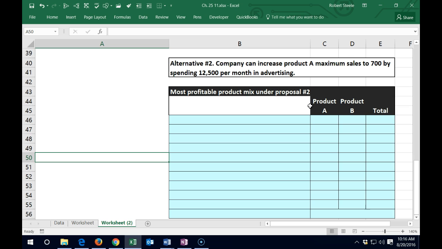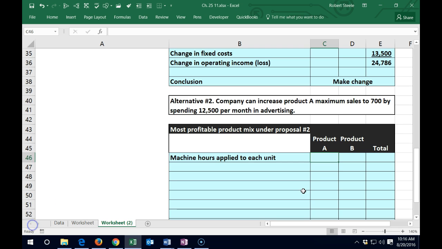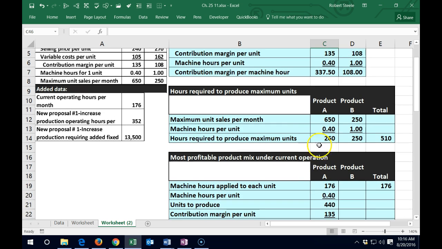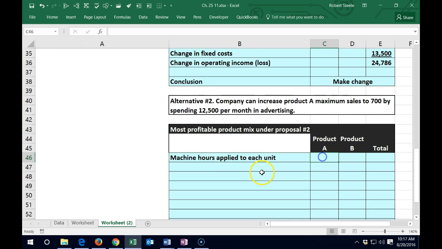So we're going to start off again with the hours required to produce the maximum units. So we're going to have to recalculate this because we did calculate the hours required to produce the prior maximum units, which was the 650 here. But now we're going to have to produce the hours to produce the new maximum number of units, and that maximum now is going to be that 700.